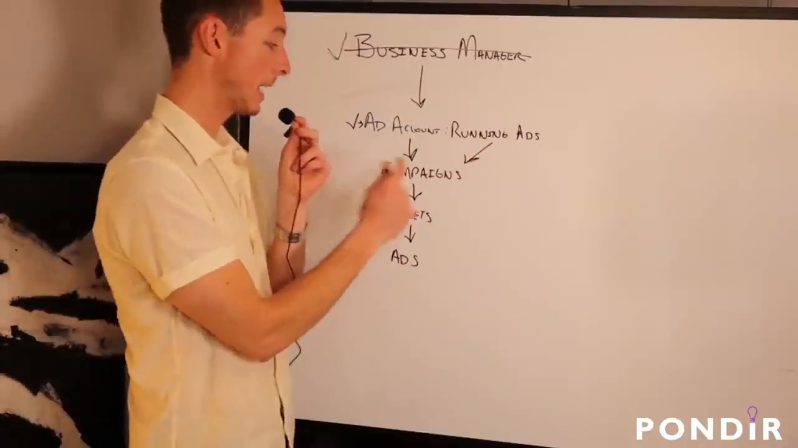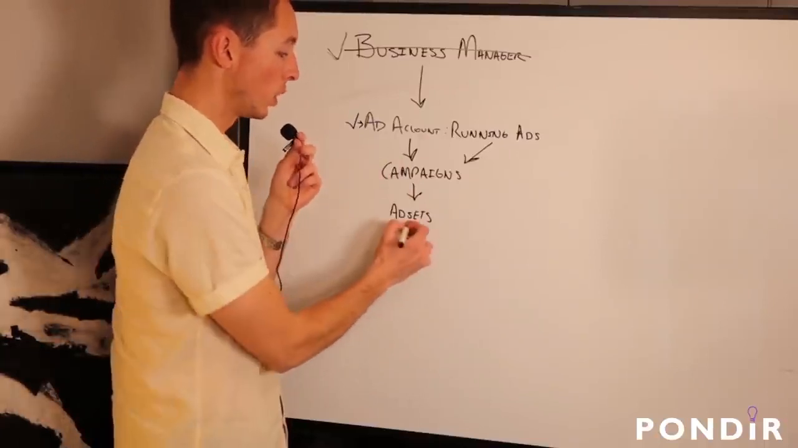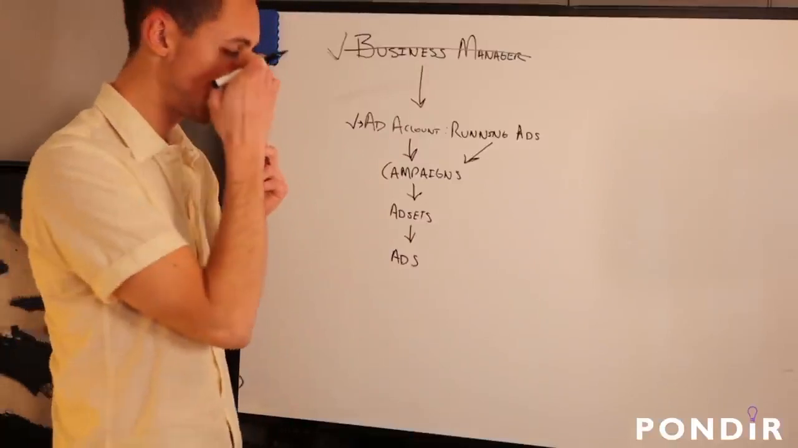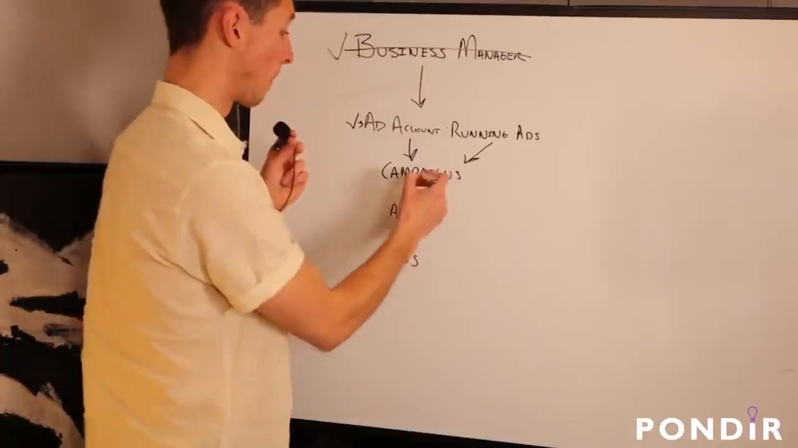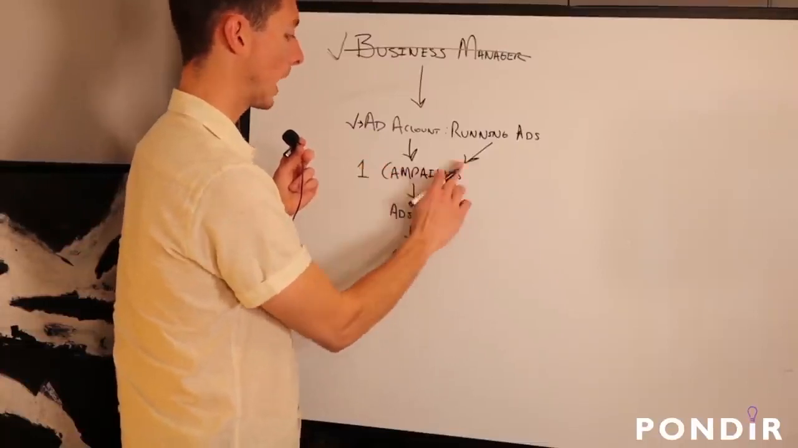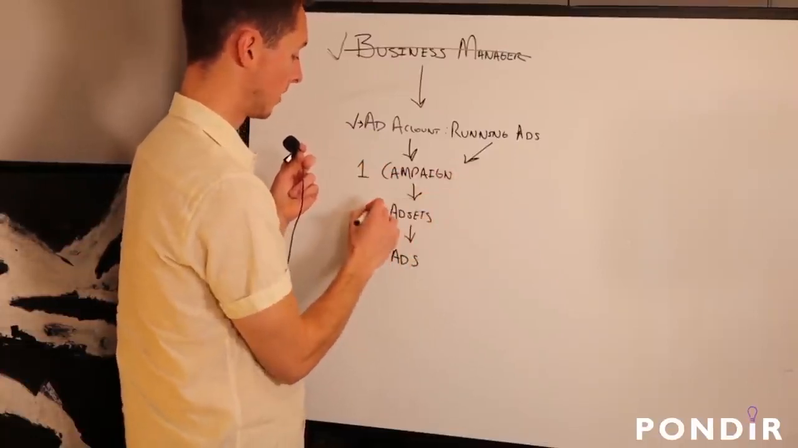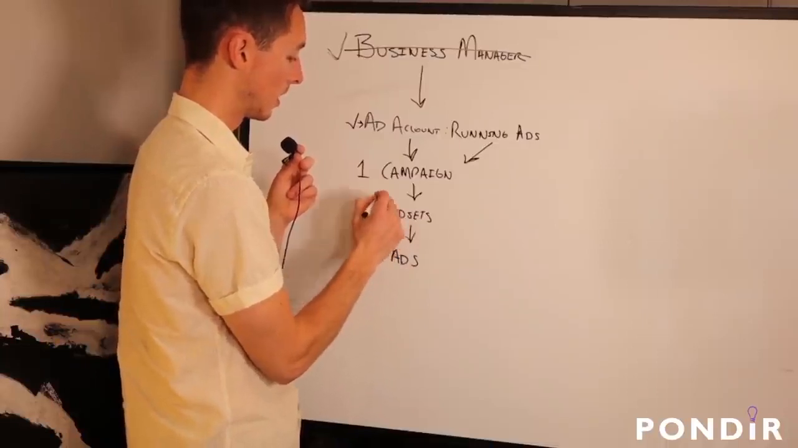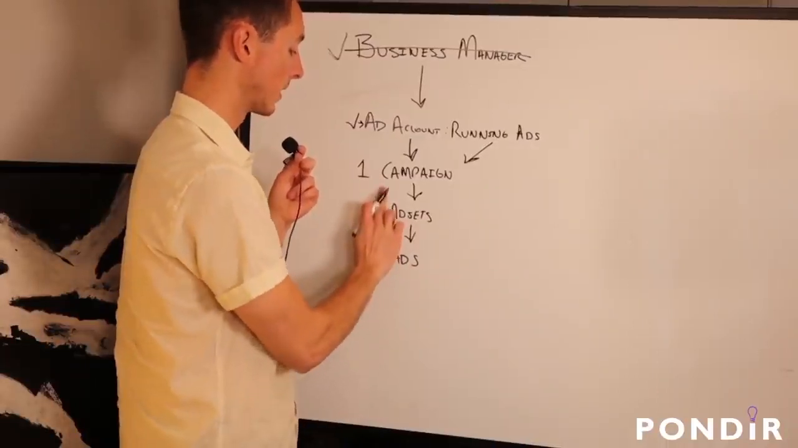When you create a campaign, you can have an infinite amount of ad sets. Actually, I believe it's limited to around 100, but that might change. So one campaign, let's change this to one campaign, can have X number of ad sets here.